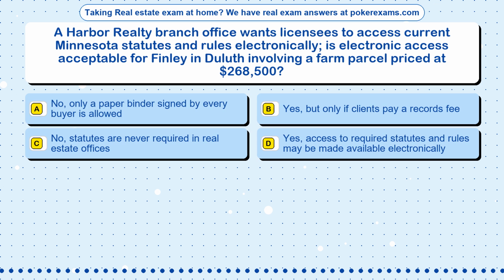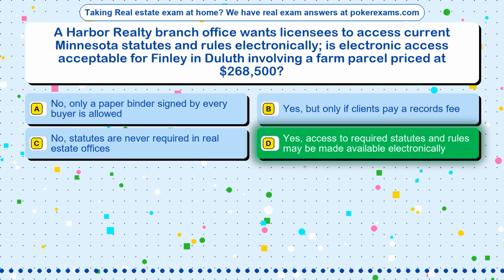Question 44. A Harbor Realty branch office wants licensees to access current Minnesota statutes and rules electronically. Is electronic access acceptable for Finley in Duluth involving a farm parcel priced at $268,500? Option A. No, only a paper binder signed by every buyer is allowed. Option B. Yes, but only if clients pay a records fee. Option C. No, statutes are never required in real estate offices. Option D. Yes, access to required statutes and rules may be made available electronically.